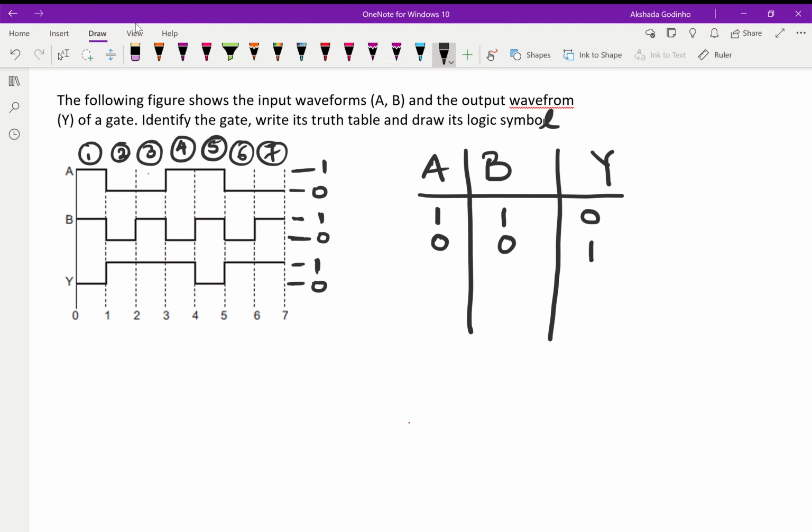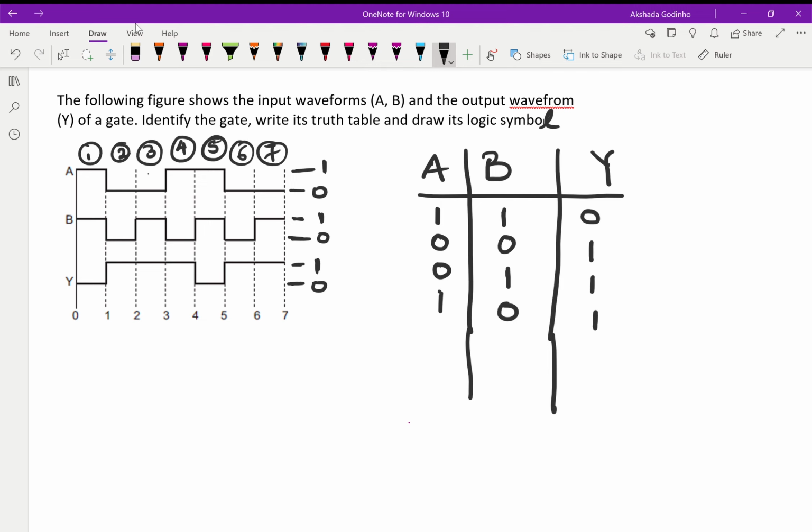Then we have the third one. The third one has 0 input at A, 1 at B, and output is 1. At the fourth one, A is 1, B is 0, and output is 1. Okay, you can continue further. I'm giving you a minute now. You can complete this. I will start in a few seconds.